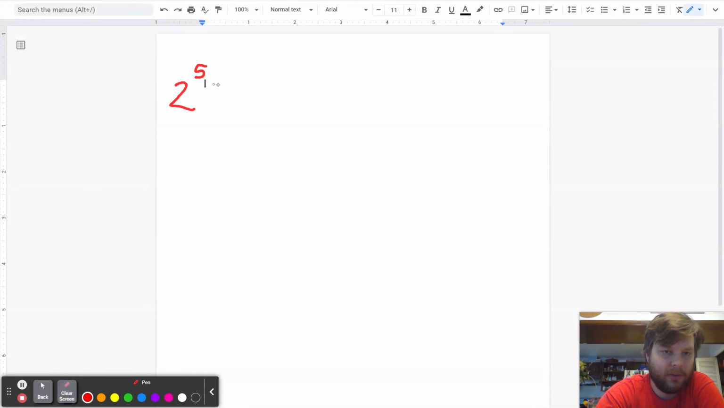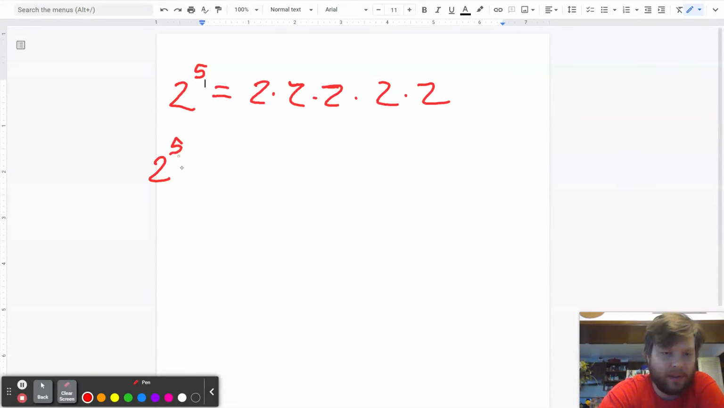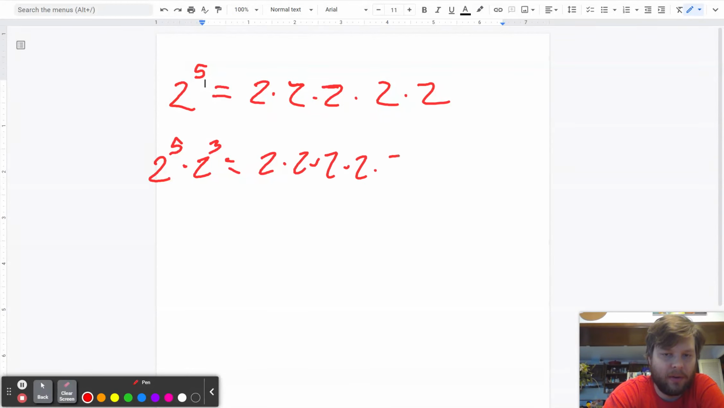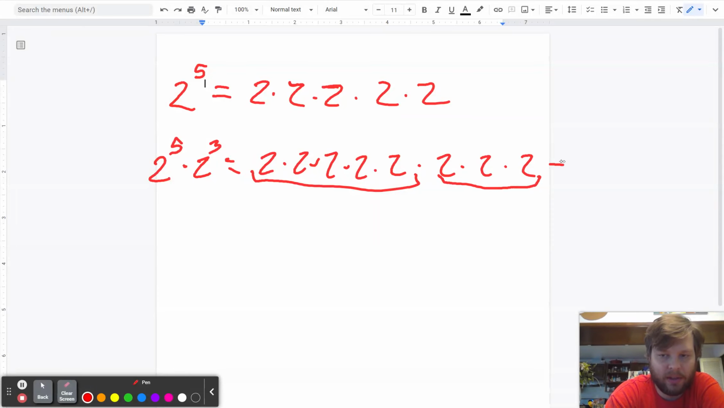Something like 2 to the fifth means you write down the number 2 5 times. So, if you look at an example like 2 to the fifth times 2 to the third, you're going to write down the number 2 5 times, and then you're going to write it down 3 more times like that. So here's the first 5 of them. Here's the next 3 of them. If you count all those up, you get 8.